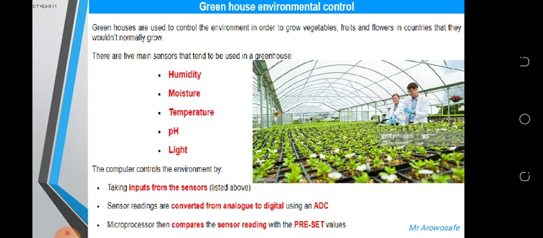Now, the microprocessor then compares the sensor reading with the preset value. So you can see the diagram of a greenhouse. You can see plants there, and the arrangement of the plants. In this diagram, all that I have explained here is applicable. Don't forget that greenhouses are used to control the environment in order to grow vegetables, fruit, and flowers. Now let's continue to the next slide.